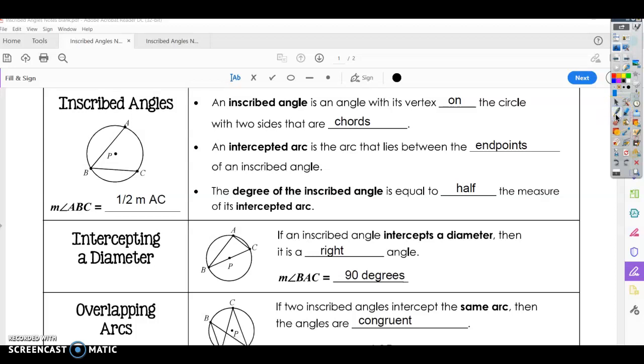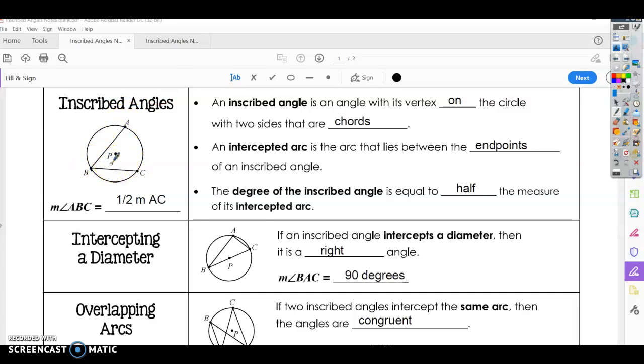All right, today we're going to talk about inscribed angles. We're still looking at circles, and now we're looking at an inscribed angle, which is inside of your circle. An inscribed angle is an angle with its vertex on the circle. So you can see the vertex is on the circle with two sides that are chords. So you've got AB and BC are chords.